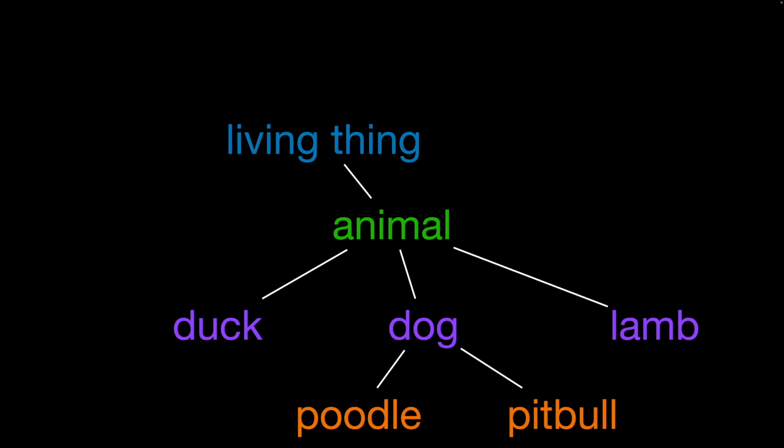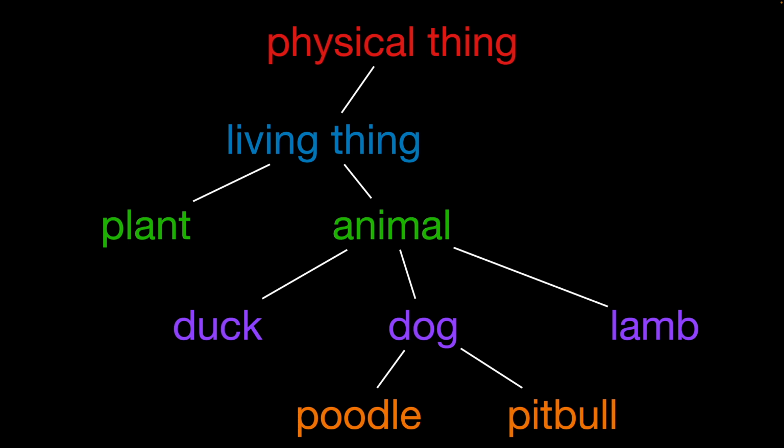And you can go back down again. So what else could go under living thing besides animal? I put plant. And then I went up again. Living thing is a child of physical thing. And then I gave physical thing a second child, mineral.